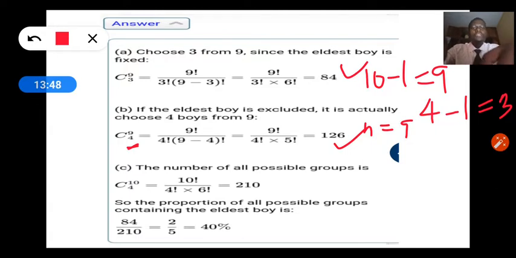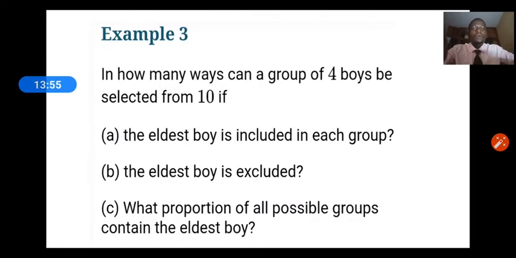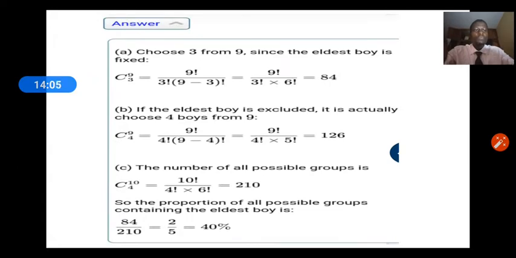Now the last question is asking us about the percentage. What proportion of all possible groups contain the eldest boy? So the first thing we need to do is to get the total number of all possible selections we can have, 10 combination 4. So simplify, we have this.